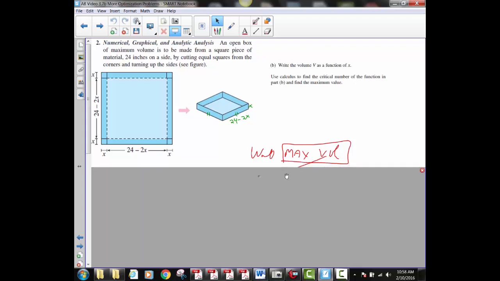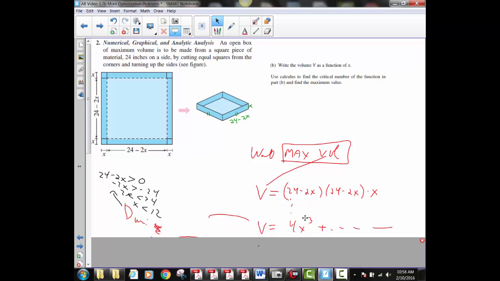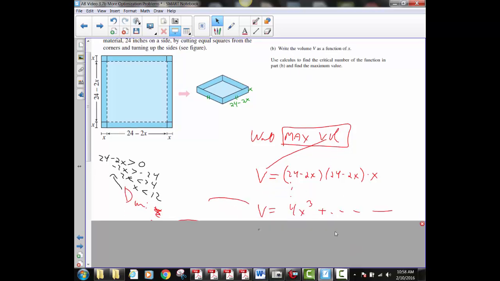Okay, so we want maximum volume. If we want maximum volume, then we're going to take the volume of a box, or the volume of a rectangular prism, is length times width times height, which is 24 minus 2x times 24 minus 2x times x, which if you expanded would be 4x cubed plus blah, blah, blah.